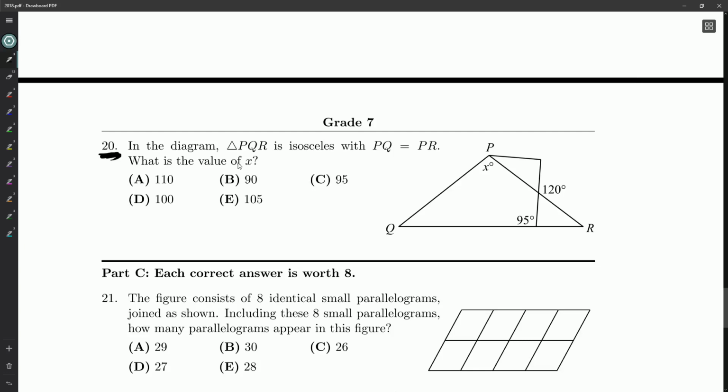And let's move on. In the diagram, triangle PQR is isosceles, with PQ equal to PR. What's the value of X? So X is this angle up here. We've got some other angles. There's a 95 here, and a 120 here. We don't have a whole lot else. We haven't even named these points here. Kind of interesting. But, okay.